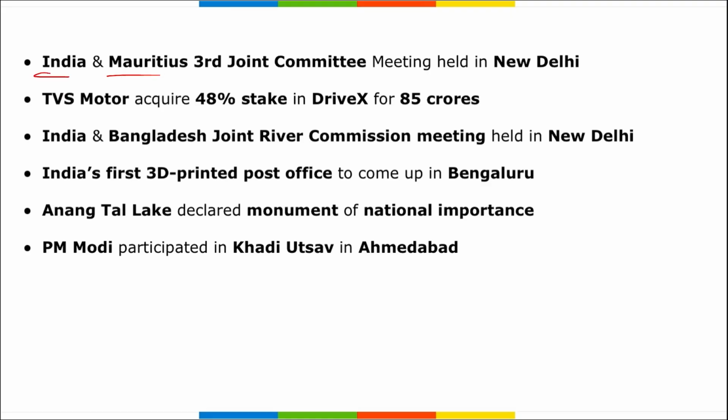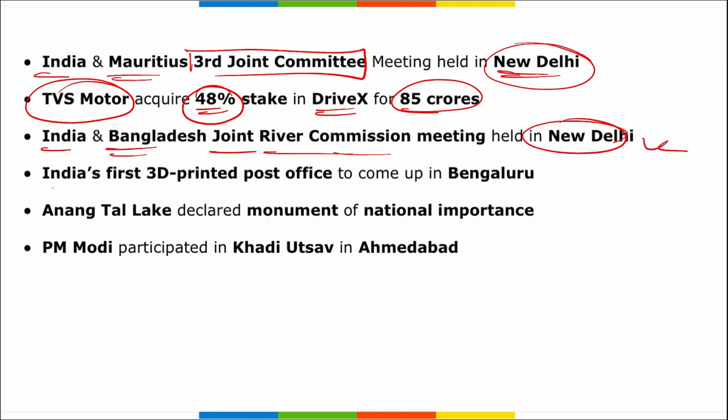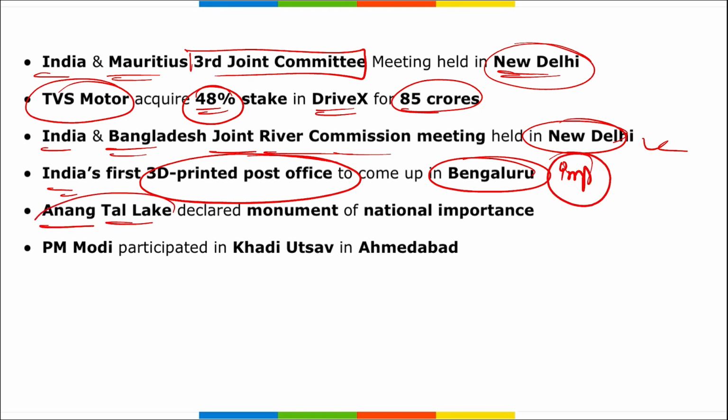Next, India and Mauritius conducted the third joint committee meeting that was held in New Delhi. TVS Motor has acquired a 48% stake in DriveX for around 85 crore rupees. Then the India-Bangladesh Joint River Commission meeting was held in New Delhi. India's first 3D printed post office will come up in Bangalore. Important news. Anangpal Lake declared as a monument of national importance. Mark this. PM Modi participated in Khadi Utsav, and where was this?